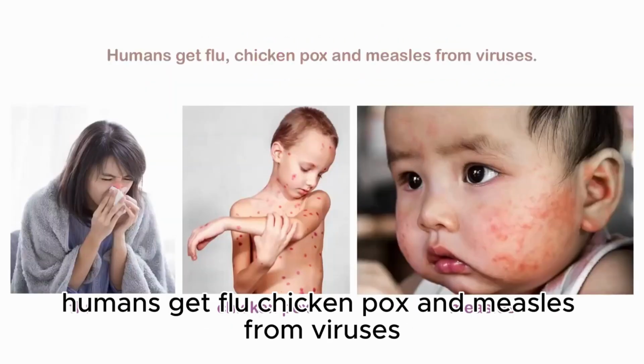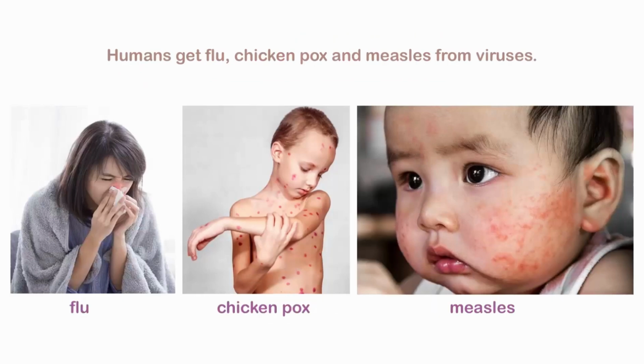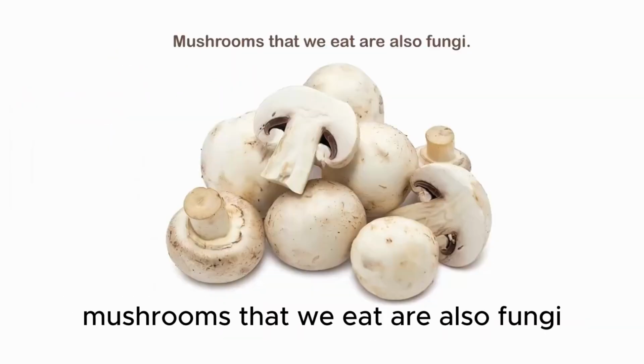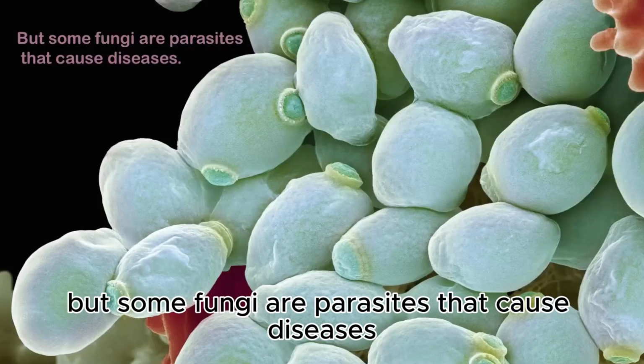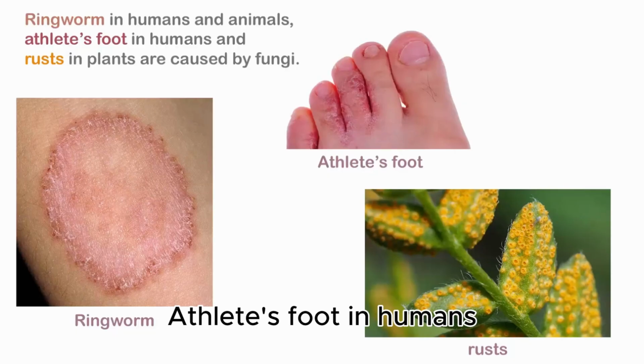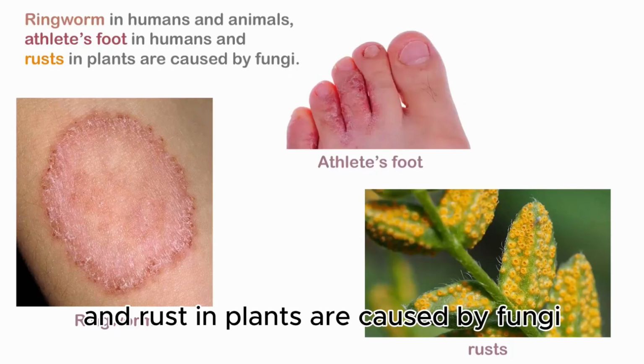Humans get flu, chickenpox, and measles from viruses. The yeast that we use to make bread rise is a fungus. Mushrooms that we eat are also fungi, but some fungi are parasites that cause diseases. Ringworm in humans and animals, athlete's foot in humans, and rusts in plants are caused by fungi.